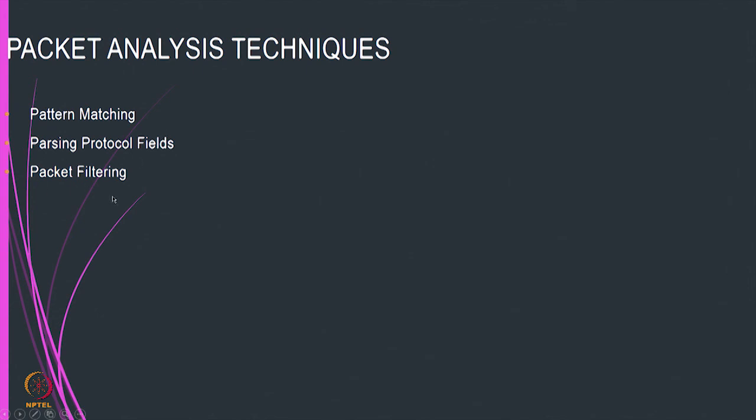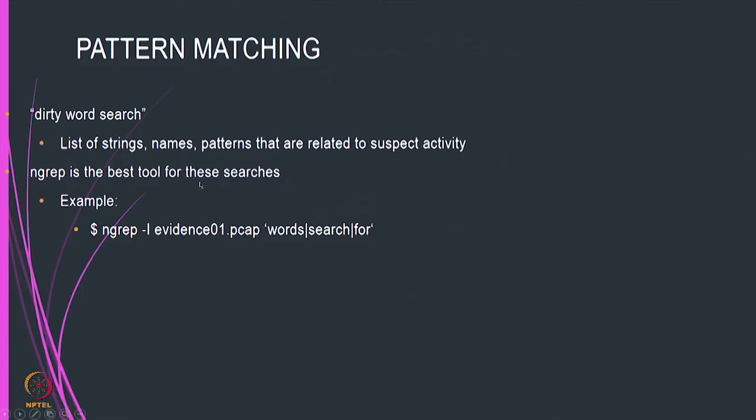parsing protocol fields, and packet filtering. Pattern matching is similar to ngrep, where you search for a particular pattern. We also saw how to parse protocol fields, because protocol fields are given certain lengths; for example, IPv4 has a 20 byte header. Then you might have to filter the packets to identify what type of packet it is. Here is an example of pattern matching. For example, I can use ngrep to look at strings, names and patterns.